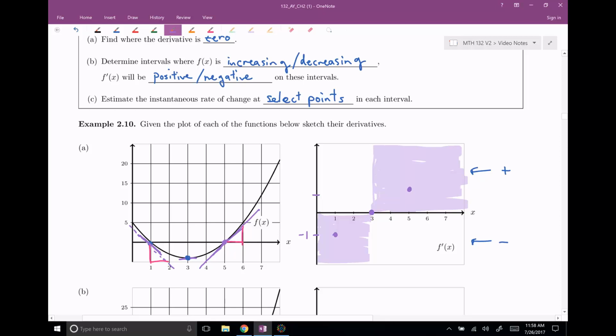And now once we have a few of these points, right, I could do more of them. Maybe I'll do one more just for fun, right? So let's do at 7 here. So at 7, we'll go ahead and try to sketch the tangent line.